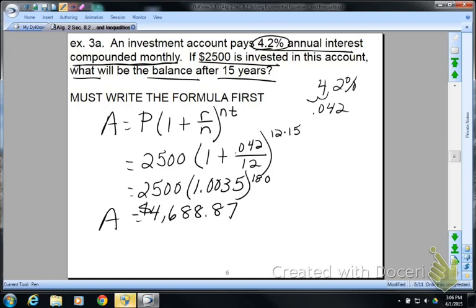So basically what that means, if you put $2,500 in an account and you never touch it, you forget about it, and 15 years later you're like, oh, I forgot about this. Your $2,500 is now how much? 4,600 and some change. Pretty good, huh? Yes, almost 50%. That's a very good interest rate. Run for it, absolutely.